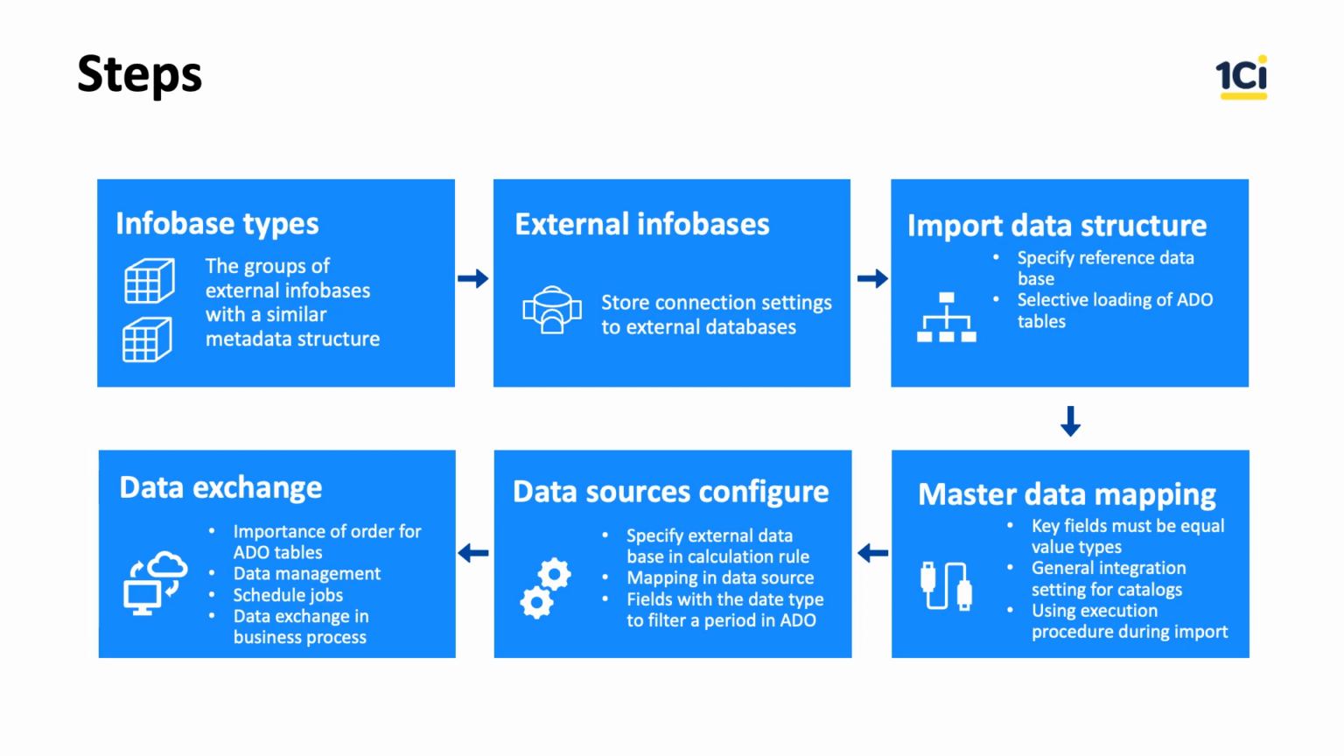In the first step, we will describe infobase types. Infobase type is a group of external infobases with a similar metadata structure. In the second step, we will add connection settings with external infobases in 1CPerform. After that, we will import metadata structure and prepare master data mapping between 1CPerform and external databases. Then we will configure data sources for report types, and in the final step, we will make a data exchange.